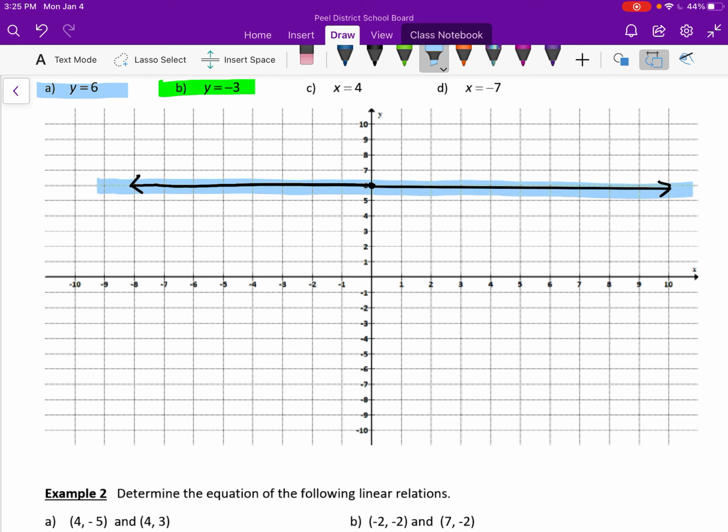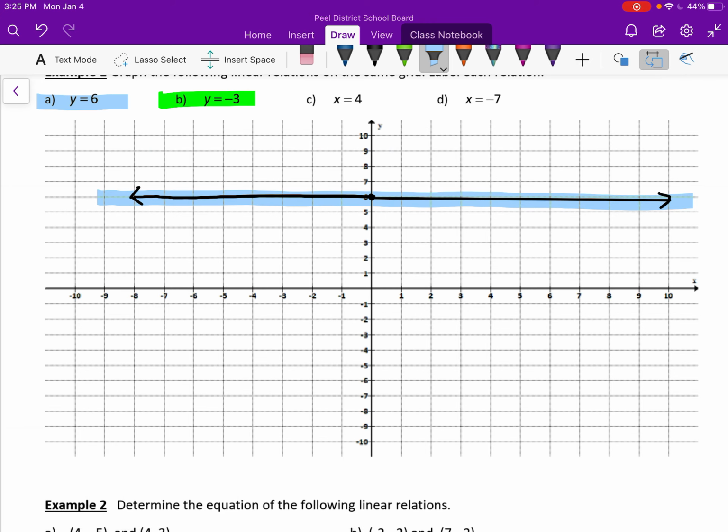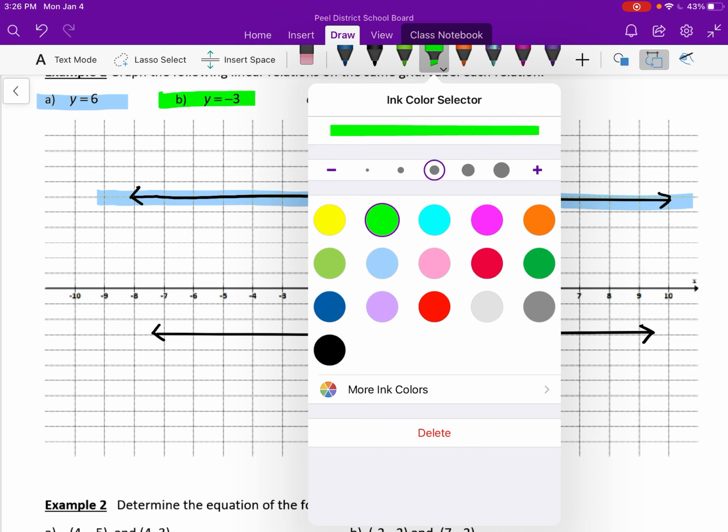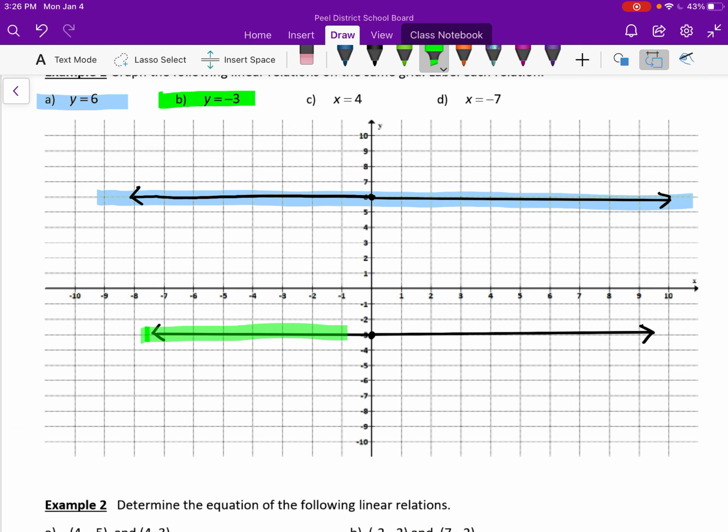Alrighty. And then you have y equals negative 3. So I know that it's going to cross the y-axis at negative 3. I also know that it's a horizontal line, so it's just going to continue across the vertical axis, and the same this way. You've got to put the arrows in, otherwise it's not right. I'm just going to highlight this as well so that you know that that's the one I'm talking about.